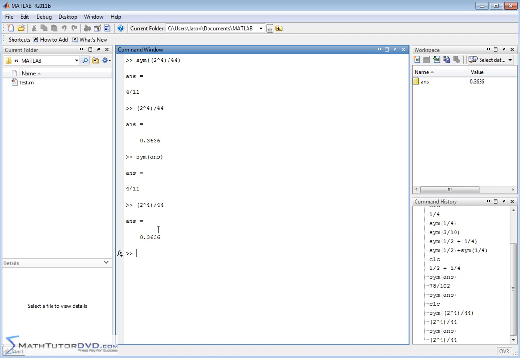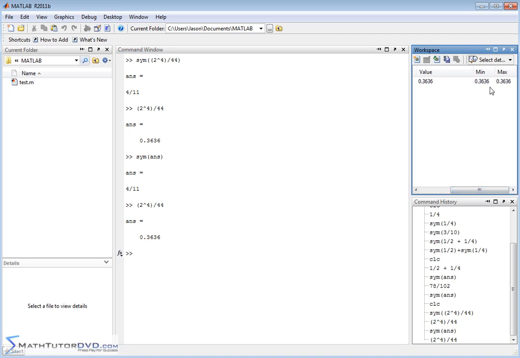Now, I want to draw something to your attention that I haven't so far. Let's do this numeric calculation again, the one that's just saying give us a decimal. Notice over here in the workspace window, the last answer variable is represented by this little square thing, and it has a specific value. And if you scroll over, it has a min and a max value, and it's all the same number.